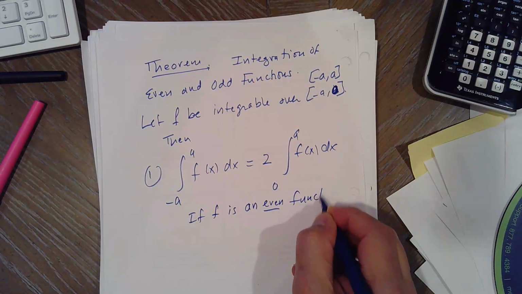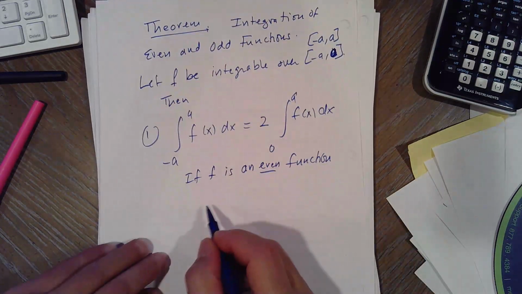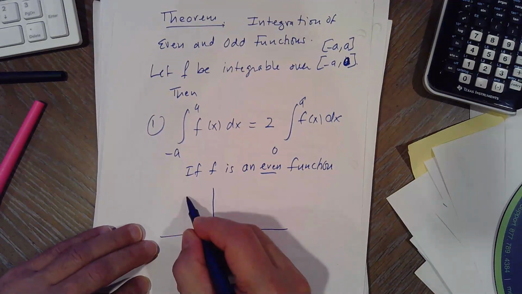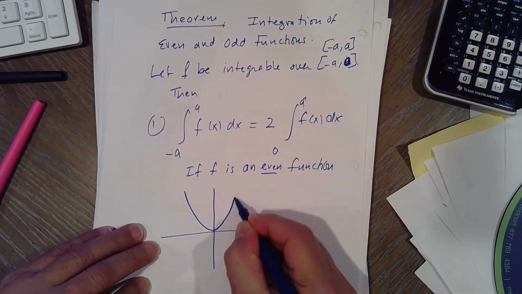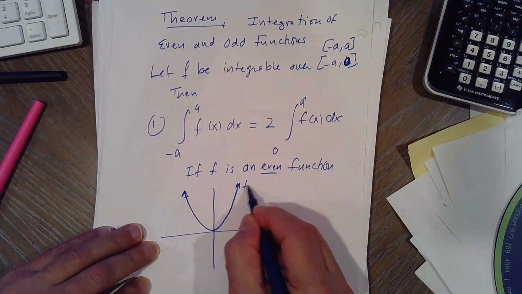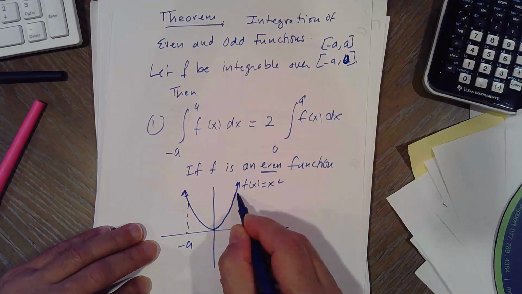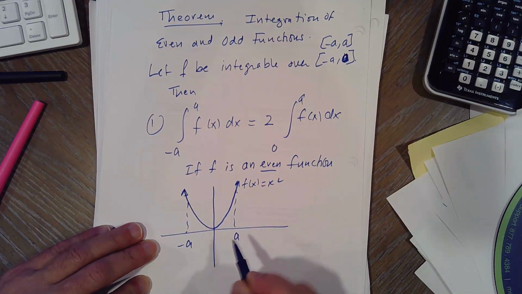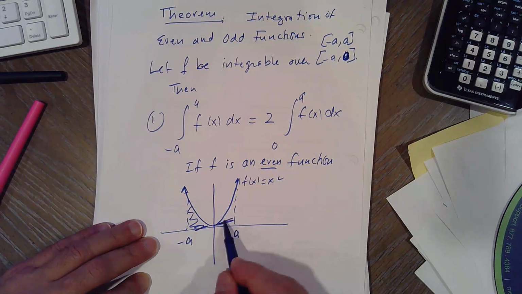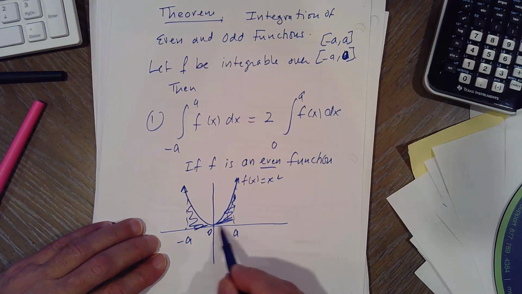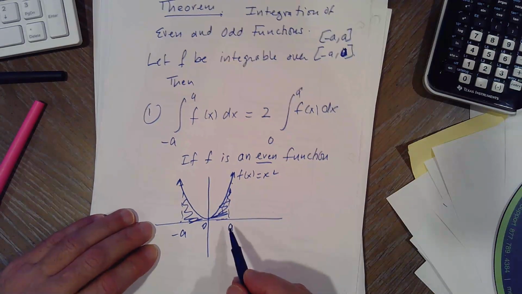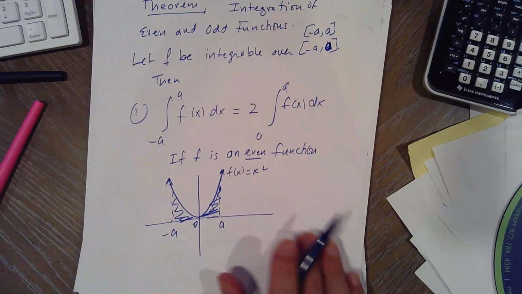And remember, even functions have graphs that are symmetrical about the y-axis. So this is an even function, f of x equals x squared. If you're doing from negative 5 to 5, negative 6 to 6, whatever, if I'm finding this area, then you can take 0 to a and times it by 2. That's what this is saying, okay? Which makes a lot of sense.